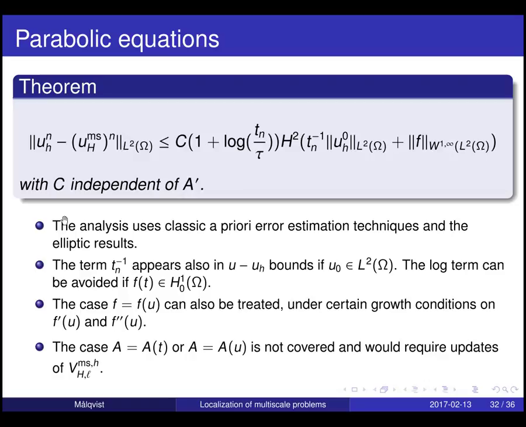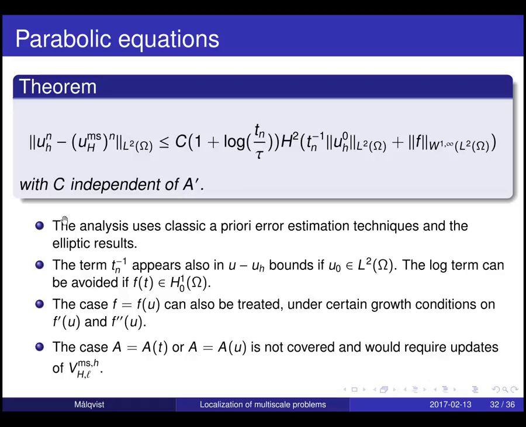We need some regularity in time on the F to do this bound. We still get constants independent of A prime. So we use classical a priori analysis and combine that with the elliptic results for the multiscale method. This term, which looks a bit bad, is actually also appearing for the standard finite element method if the initial data is in L2. If the initial data is in H1_0, if it's 0 on the boundary, you can go down to a half there.